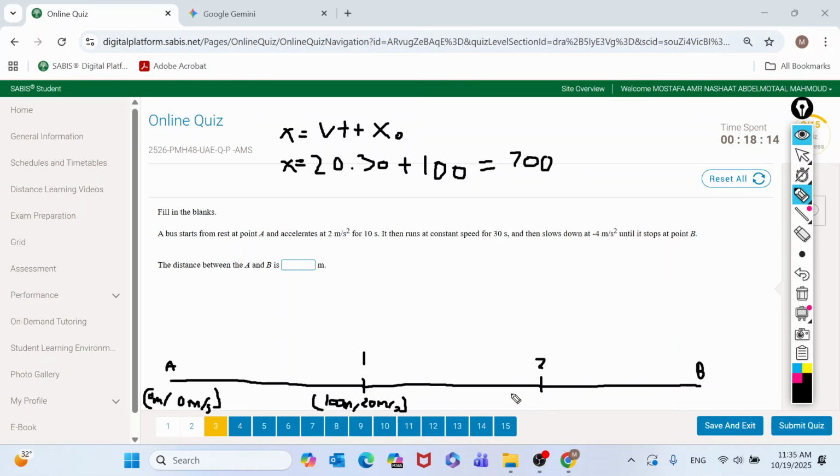So here it's gonna be 700 meters, and the speed is gonna be 20 meters per second because it moved at a constant speed. Okay, now it decelerates.